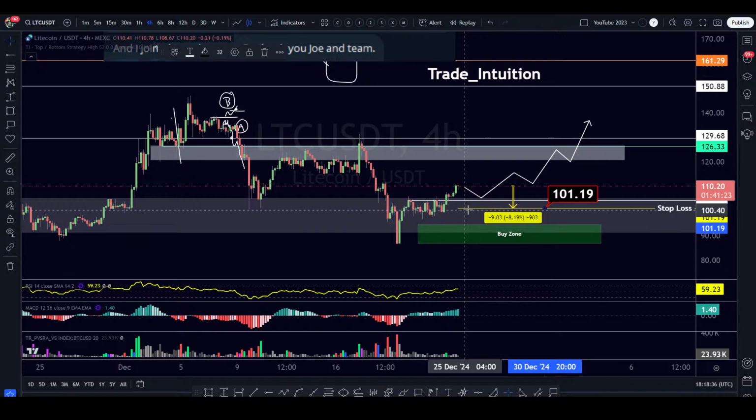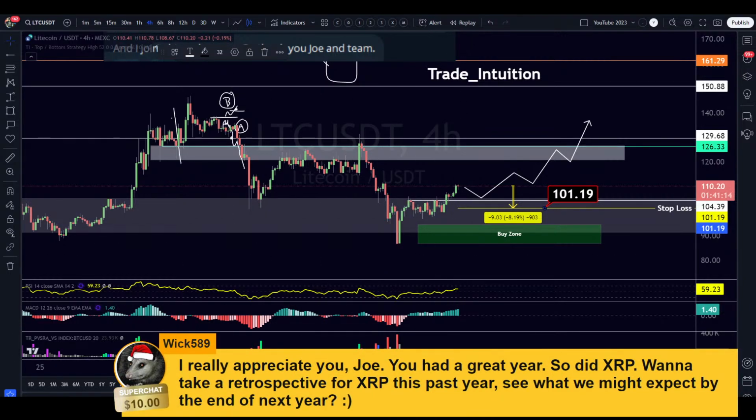So this one, we can do a stop loss right here. If this is just a trade, if this is a long-term position, then hey, look at this. Well, we got our second one for the show.